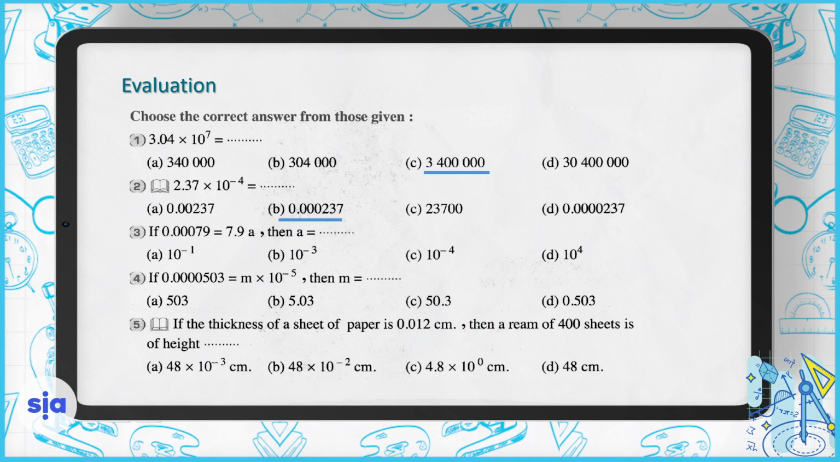Question 3. 0.00079 is 7.9 times 10 to the power of what? In this question, you can see that it's 7.9 times 10 to the power of, it's here, we're going 1, 2, 3, 4, so 10 to the power of negative 4. So A is 10 to the power of negative 4, so the right answer is choice C.